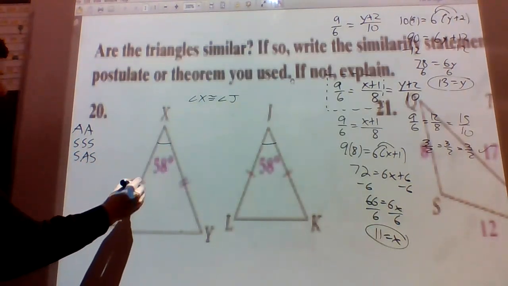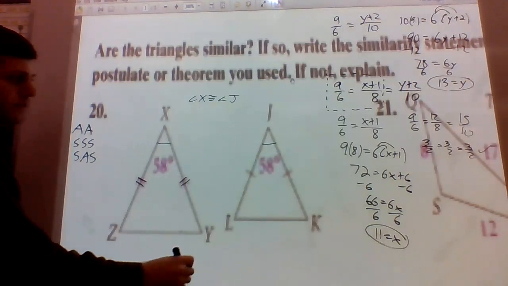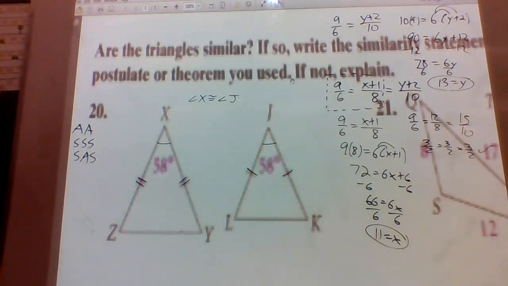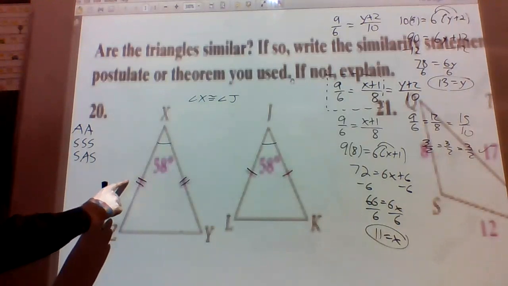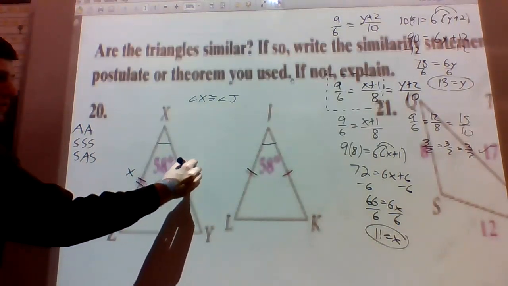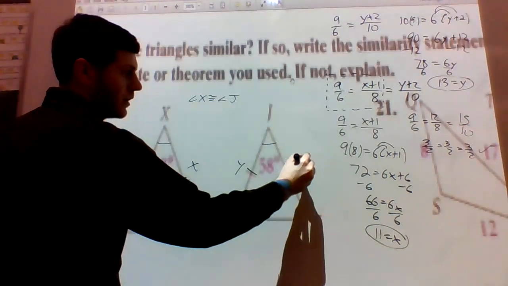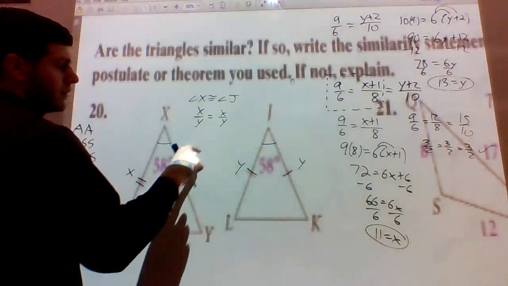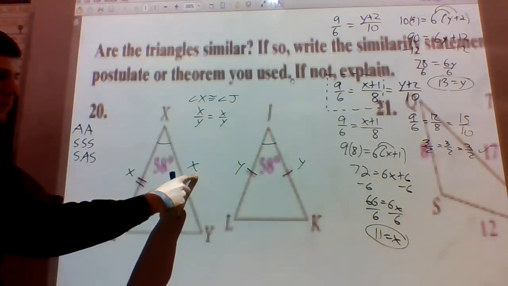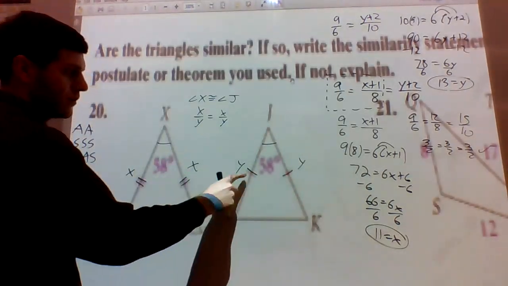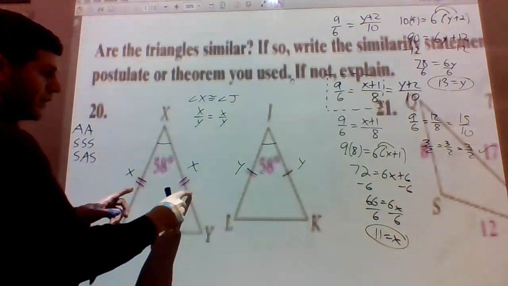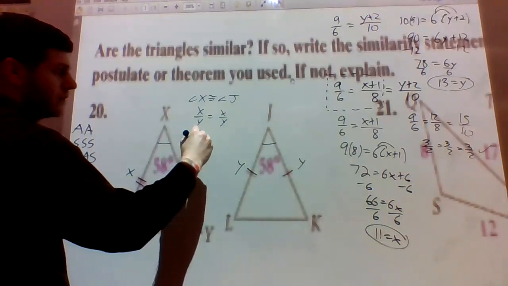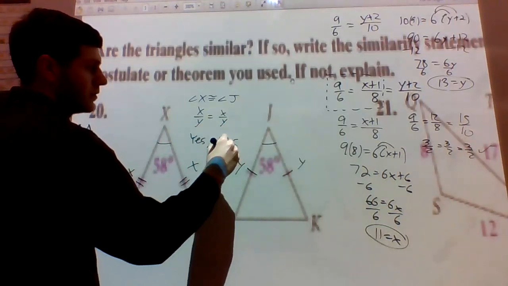It tells us XZ is congruent to XY, and it tells us JL is congruent to JK. So if we make this X, we know the other one's also X. If we make this Y, we know the other one's also Y. So we're going to get X is to Y as X is to Y. It doesn't matter what numbers we use. If we use 10, that's also 10. If we use 5, that's also 5. So we get 10 over 5 equals 10 over 5. Since we have isosceles triangles and the angle here is the same, yes, these are similar by side, angle, side.